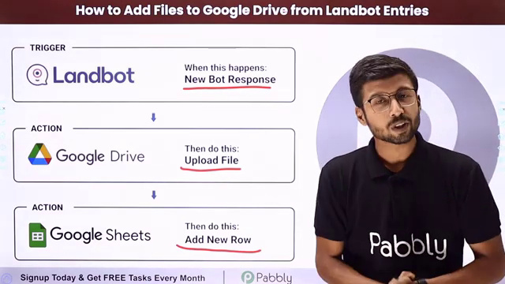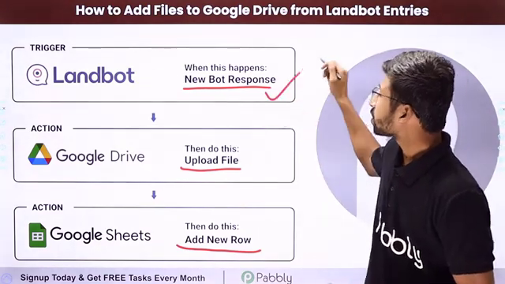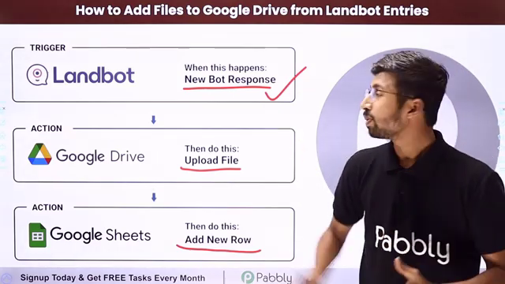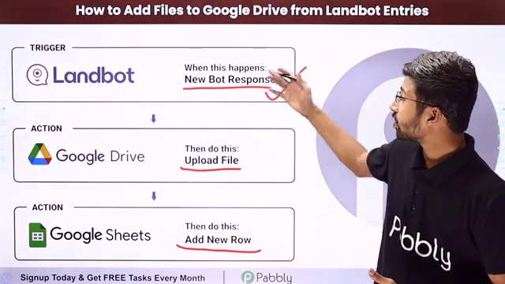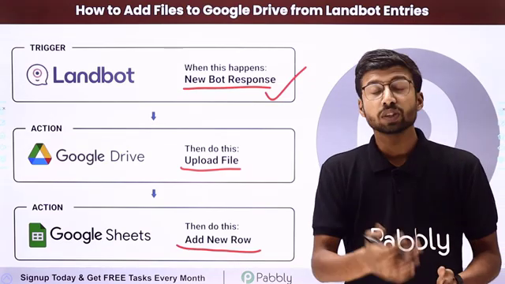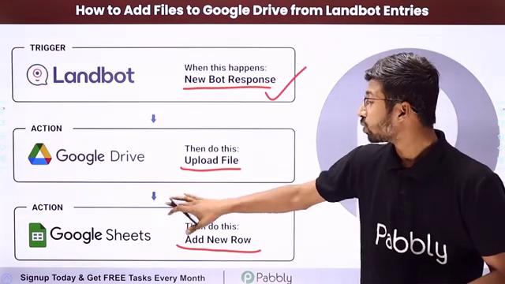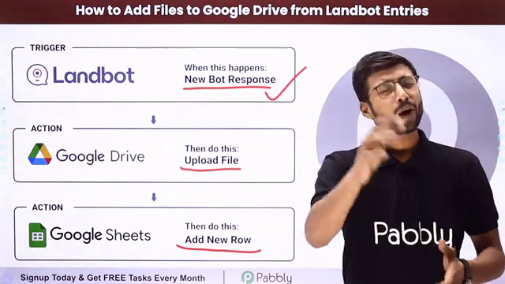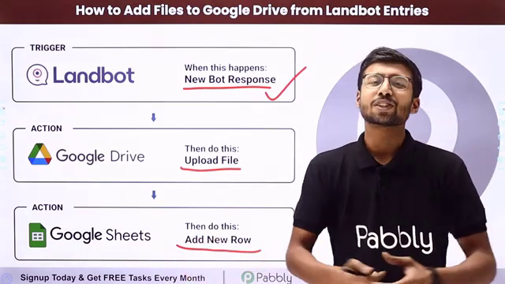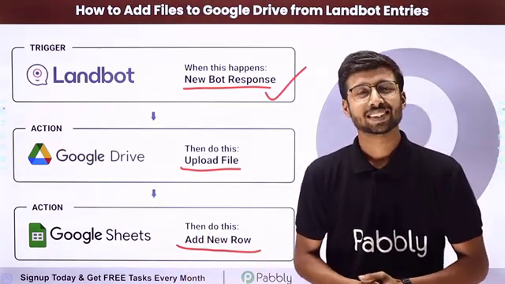Now guys, in this automation, the trigger will be receiving a new response from Landbot, and the action will be uploading the files which the user has shared into Google Drive and adding the user shared details into a Google Sheet as a new row. Now how you can set up this automation? To know this, you have to come with me to my screen.